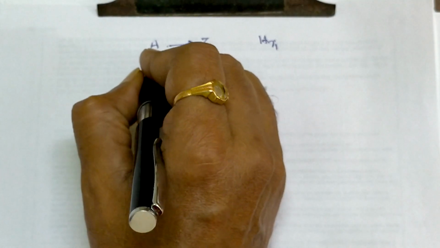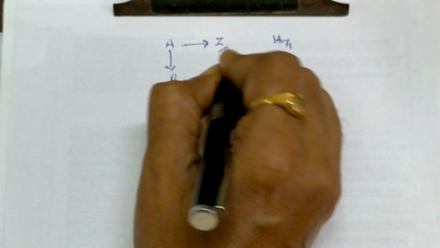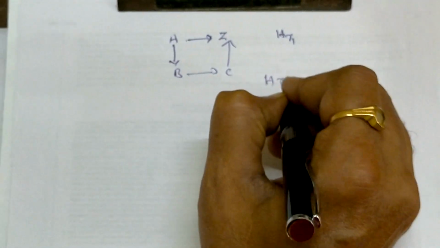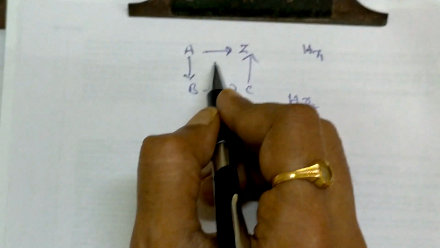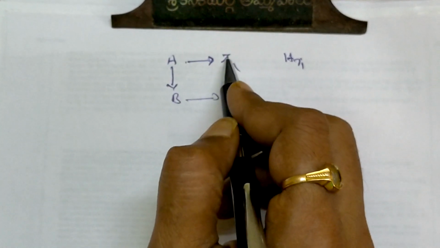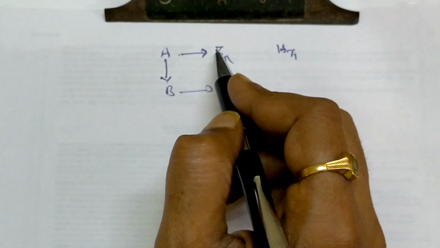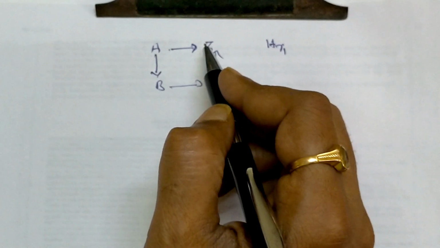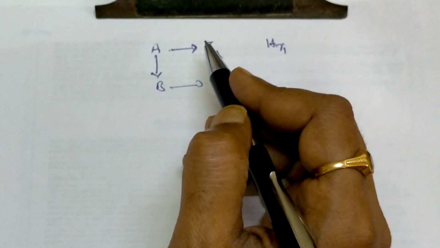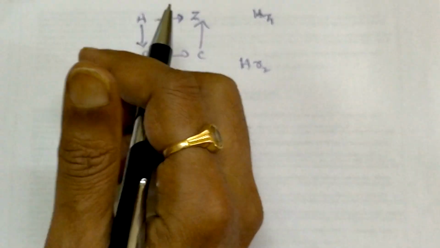It is equivalent to, if I am going from A to B, from B to C, C to Z, this is also the same. Means this is another route. So the first route and the second route do not change. It depends only on the states, means initial and final. So the definition: the total enthalpy change of a reaction is the same whether the reaction takes place in a single step or in several steps. That is Hess law. Normally people ask this question.